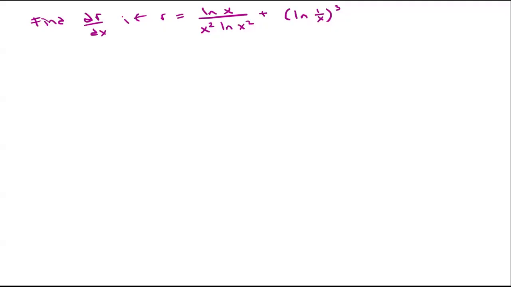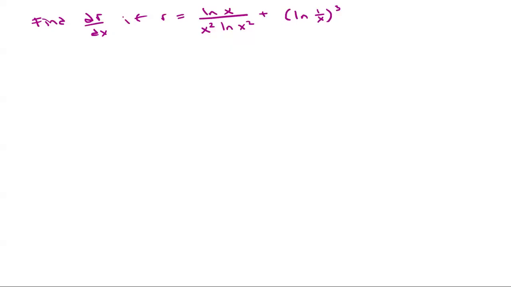All right, so this next problem is we want to find dr dx if r is equal to ln of x over x squared times ln of x squared, plus ln of 1 over x raised to the third power. So we want to take the derivative of this term here, or terms here.